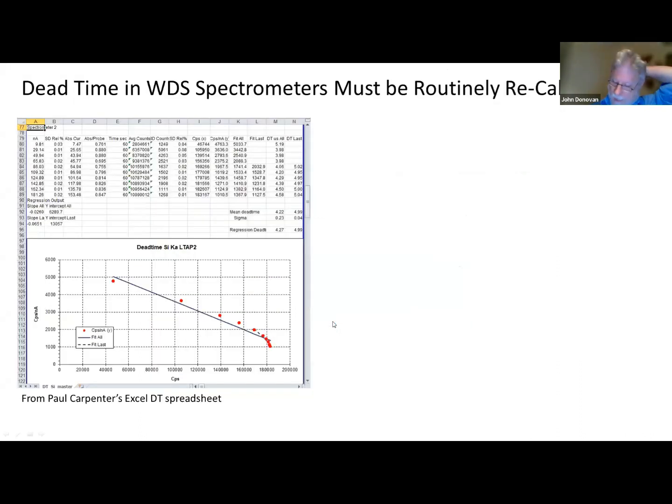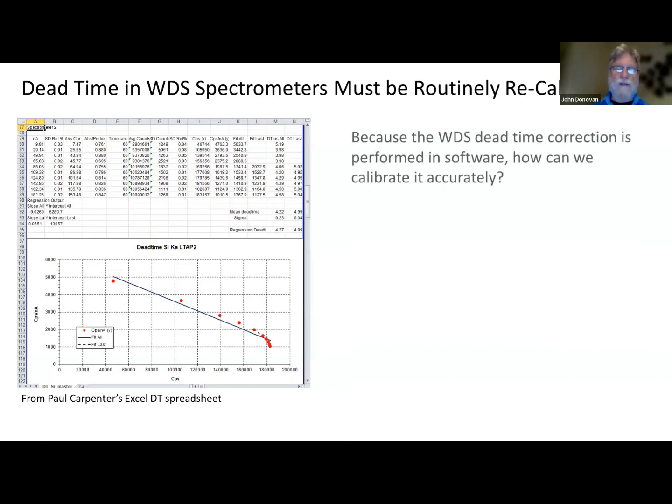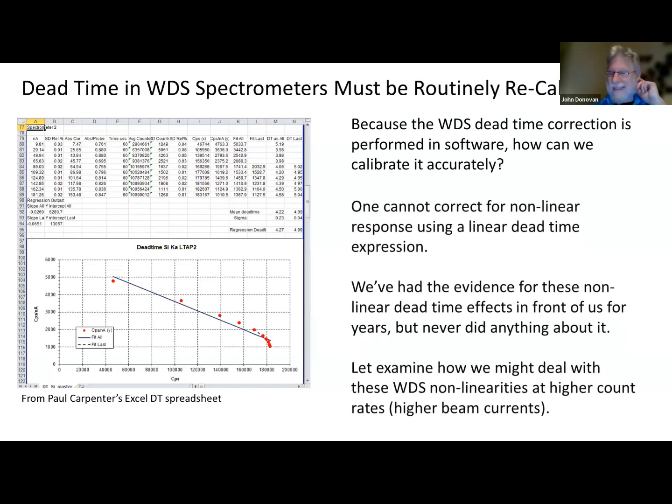So let's change topics here. Something completely different. We have calibrated our dead time since I started in the field by acquiring a plot of count rate versus beam current. And we look at the slope of the line we get, and we try to apply a correction for that. And it assumes a linear model. But this is no longer working. As you can see, even in this older plot here, you can see it going nonlinear here at the end. So something's going on here.